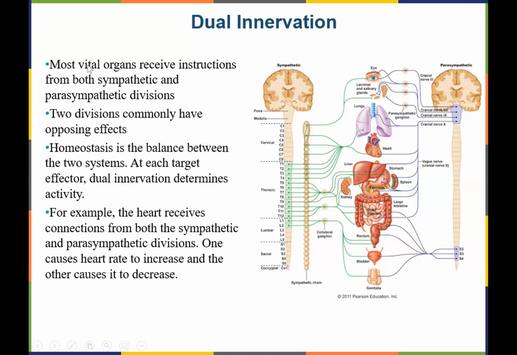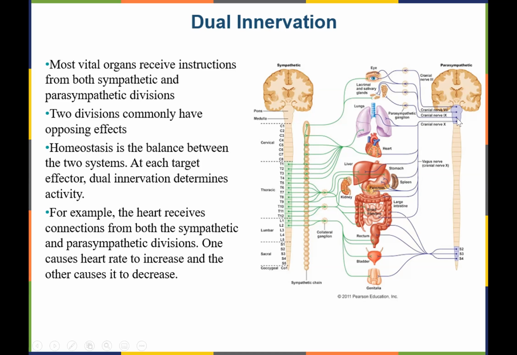All the vital organs in our body are going to be innervated by both the sympathetic and the parasympathetic nervous system. Both systems are going to have opposite effects. Homeostasis is the balance between the two systems. Every organ is innervated by both these nerves. That is why it is called dual innervation. For example, your heart receives both sympathetic and parasympathetic nerves. The sympathetic will make your heart beat faster, and your parasympathetic will calm it down.